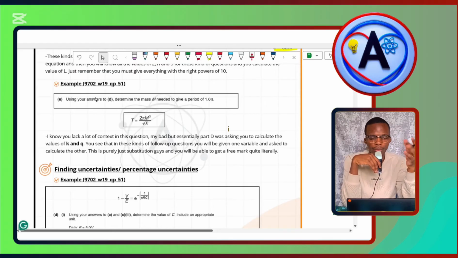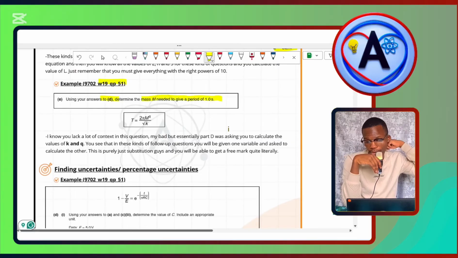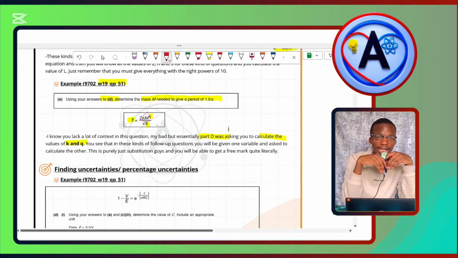From winter 2019, question paper 5.1: use the answers to D to determine the mass m needed to give a period of 1 second. They gave you the value of T. I know you lack context about the question, that's my bad, because part D was asking you to calculate the values of k and q, and I left that out. But you can see that if I have the value of k and q, I can solve that equation for m. Right? Again, try this out and see if you can calculate m.